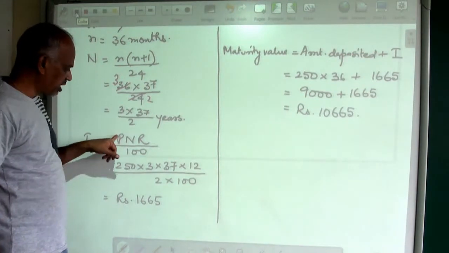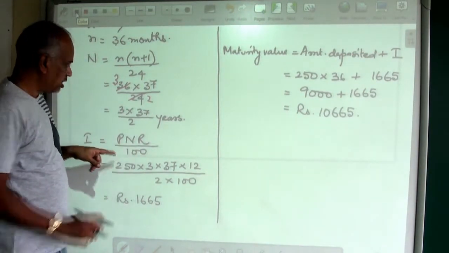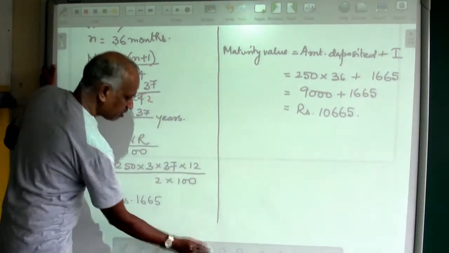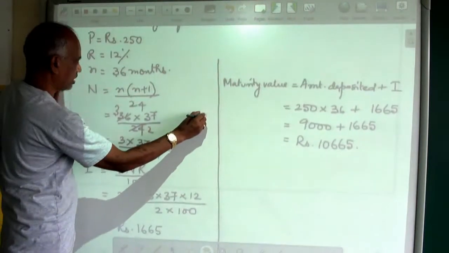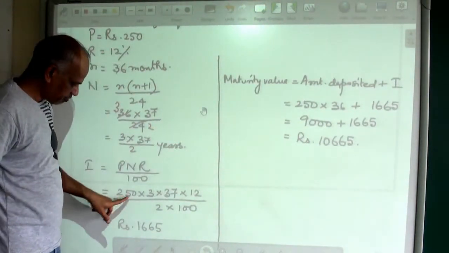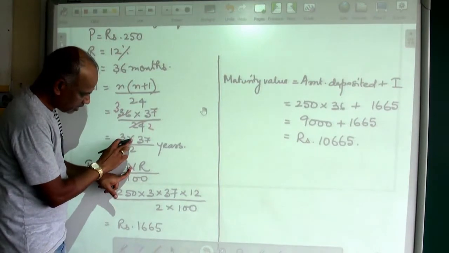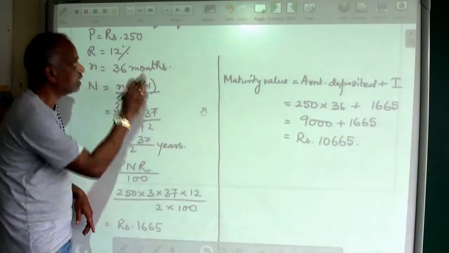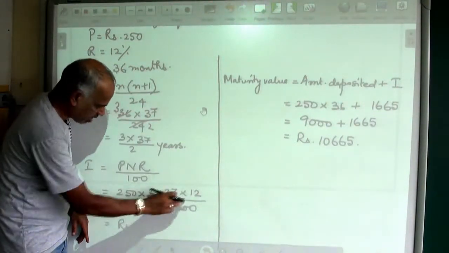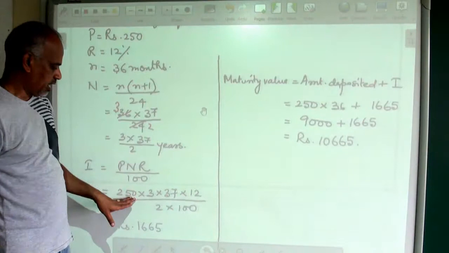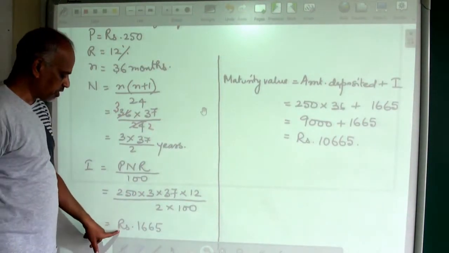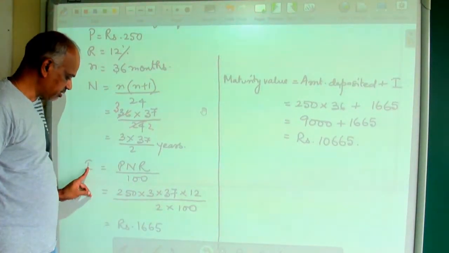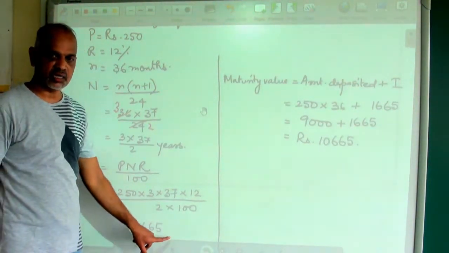I is equal to formula is PNR by 100. Principal is 250, so 250 into N value is 3 into 37 by 2, into R value is 12%, so that's 12 divided by 100. Now if you simplify this, you will get rupees 1665. After simplification, your interest has become rupees 1665.